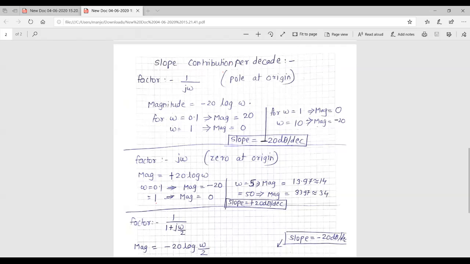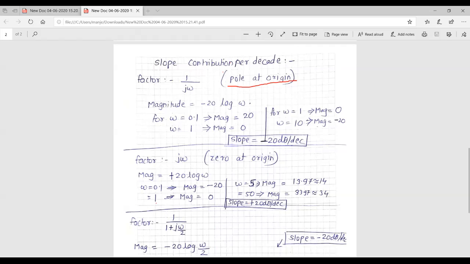So now this is the slope contribution per decade. Now, if you consider a factor, forget about those factors in the given problem. Okay, we are just seeing in general. So 1 upon j omega, that is pole at origin. The magnitude when the frequency is 1 and magnitude when the frequency is 10 is 1 decade, and what is the change in the magnitude is nothing but slope.